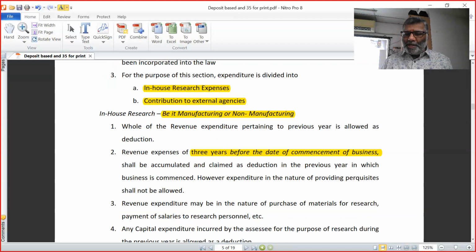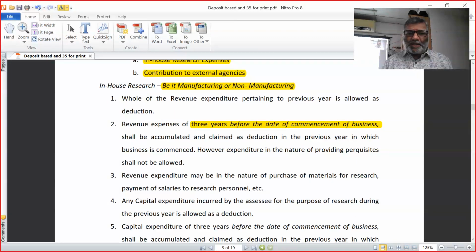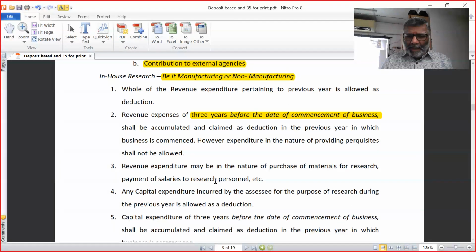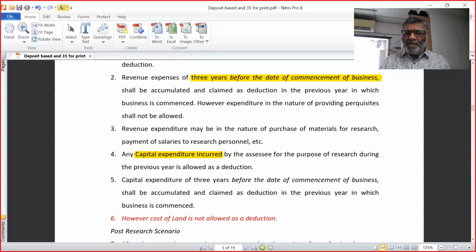One revenue expenditure which will not be allowed is perquisites to research personnel. Any capital expenditure will also be allowed, not only for the current year, the past 3 years will also be allowed. But one thing which will not be allowed is cost of land. One capital expenditure which will never be allowed is cost of land.